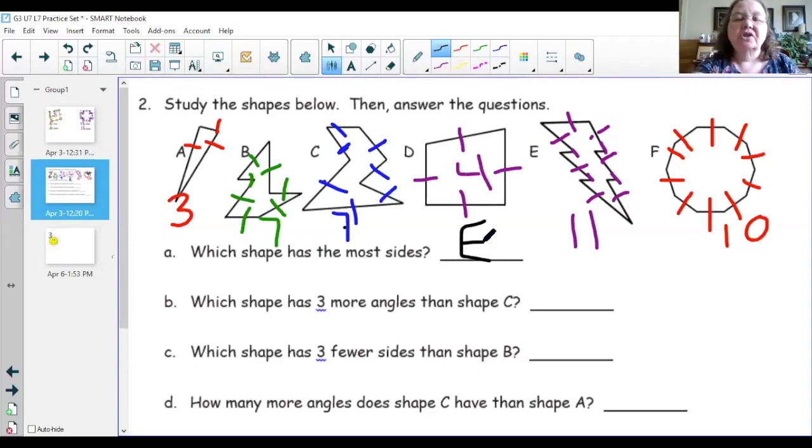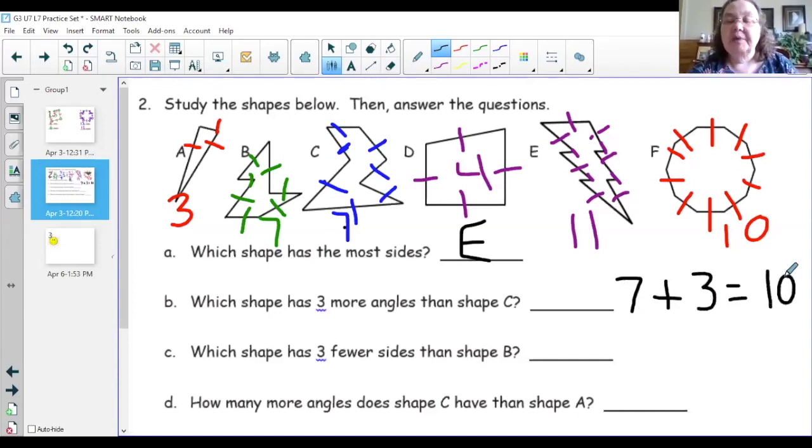Then it says, which shape has 3 more angles than shape C? Well, I see that shape C has 7 angles, and it says 3 more angles. So what does that mean I'm going to do? That's right, I have to add it. And 7 plus 3 equals 10. Which shape has 10 angles in it? F.